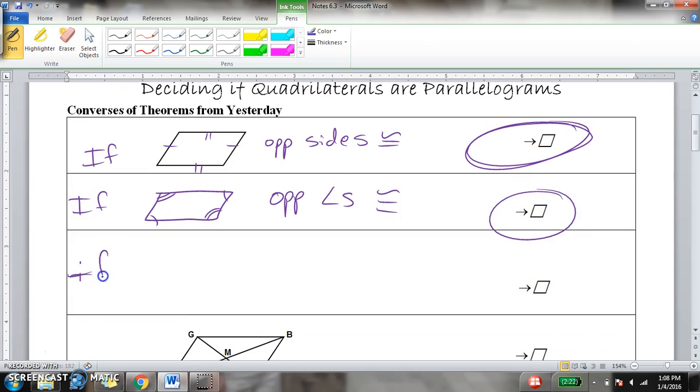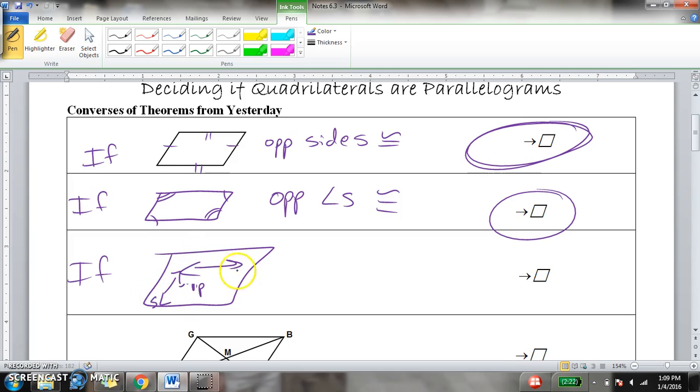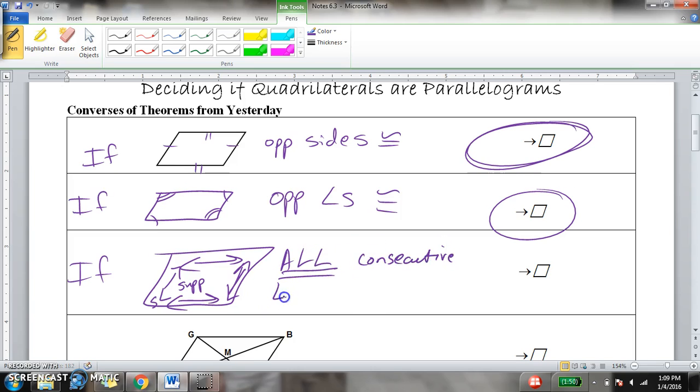Same thing if I give you this and I say these 2 angles are supplementary, these 2 angles are supplementary, these 2 angles and these 2 angles, all of the consecutive angles are supplementary to each other, has to be all of them. So all consecutive, meaning right next to each other, all consecutive angles supplementary, then you have a parallelogram.